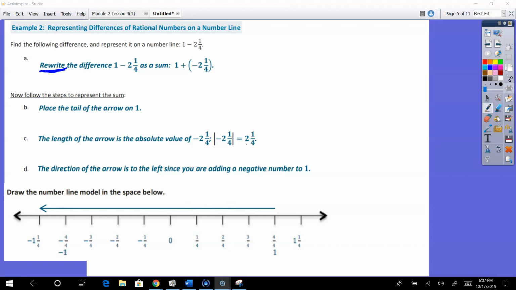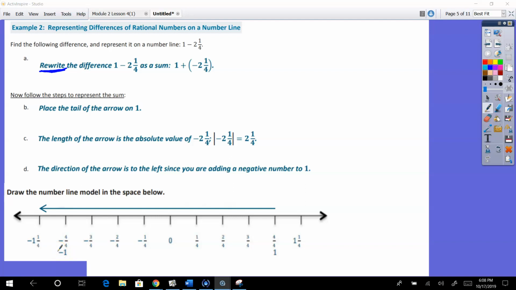If you notice on this number line model, since we're dealing with fourths, we split it up into fourths. So we have 0, and then 1/4, 2/4, 3/4, 4/4, which is the same as 1, and then 1 and 1/4. And then to the left, negative 1/4, negative 2/4, negative 3/4, negative 4/4, which is the same thing as negative 1, and negative 1 and 1/4.